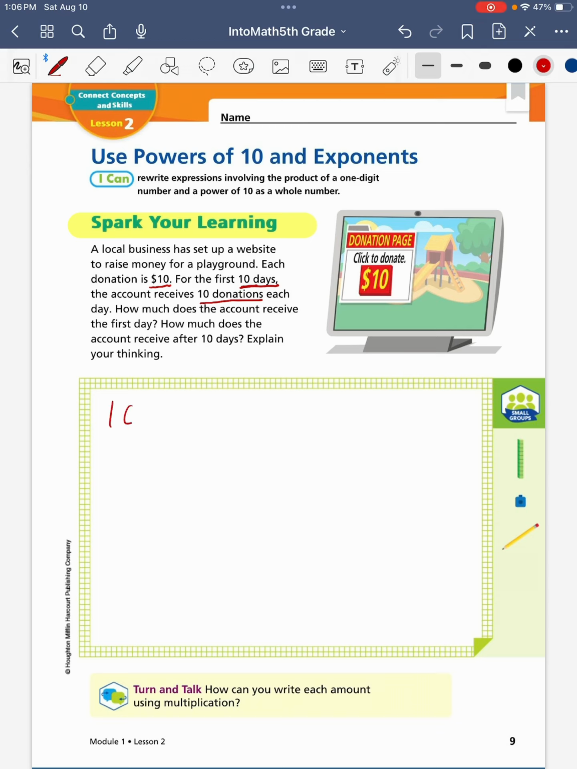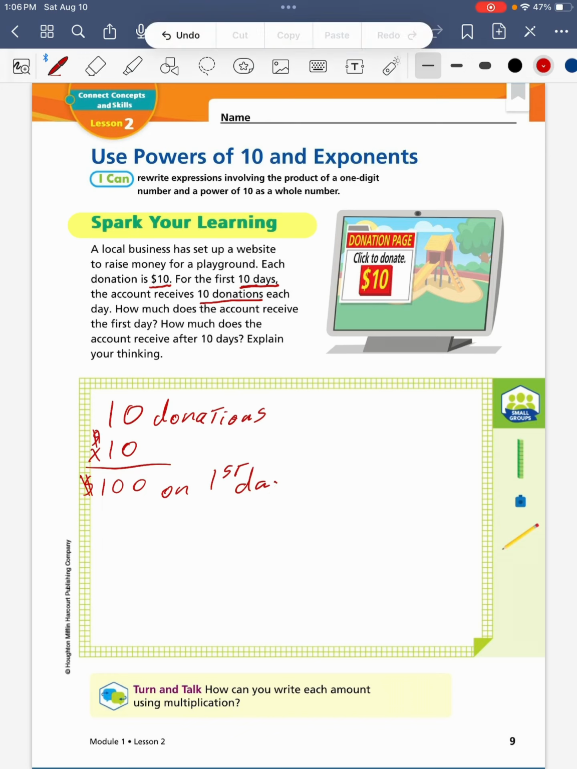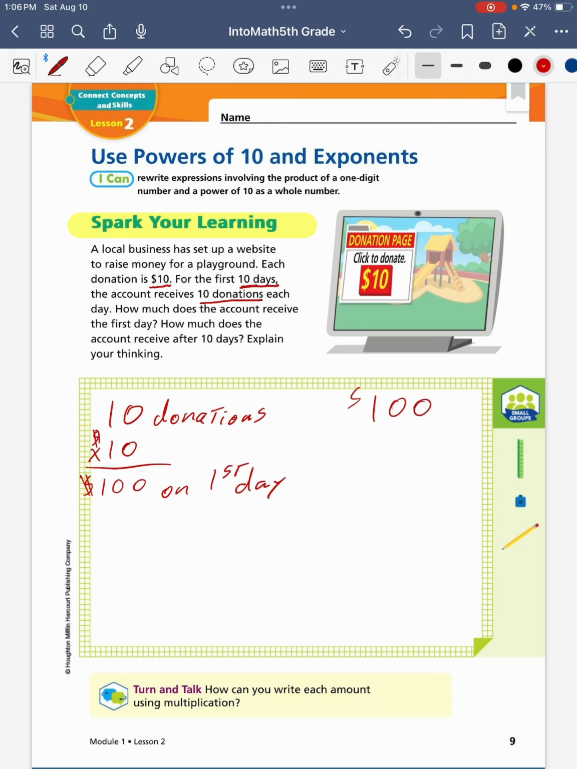And the first day, we have 10 donations of $10 each. If I multiply 10 times 10, I get a product of 100. They receive $100 of donations on their first day. If we extrapolate and think how much do they earn after 10 days, we know that each day equals $100 in donations.